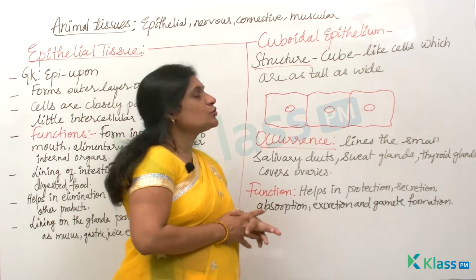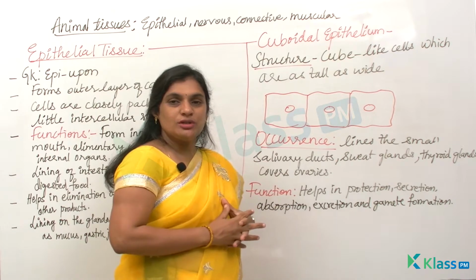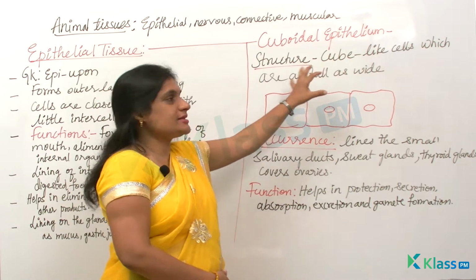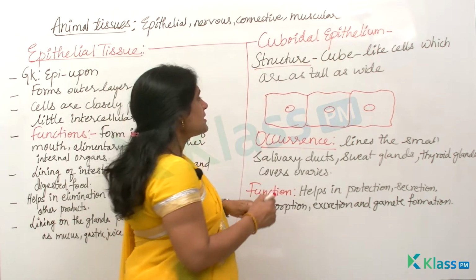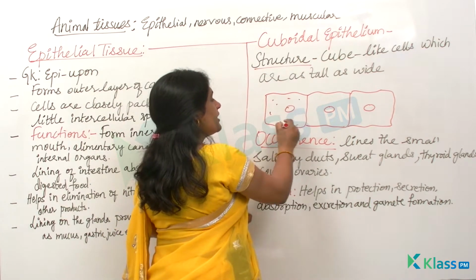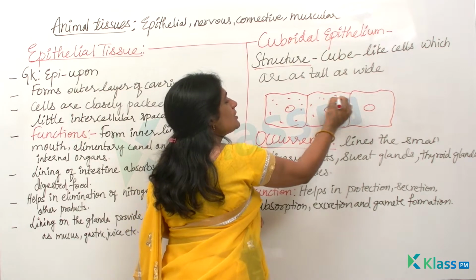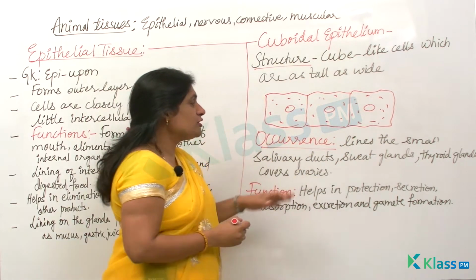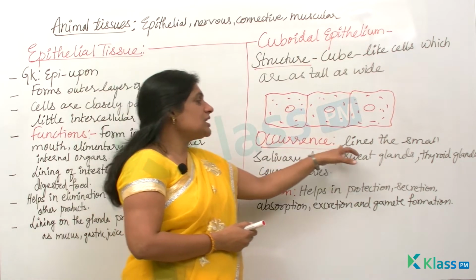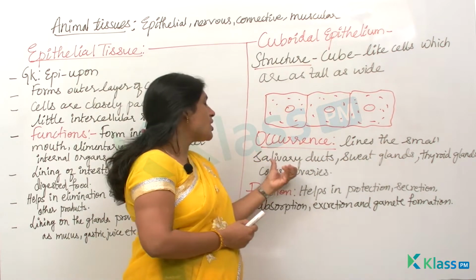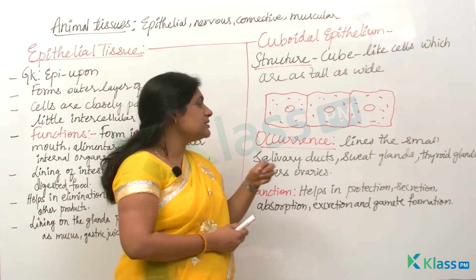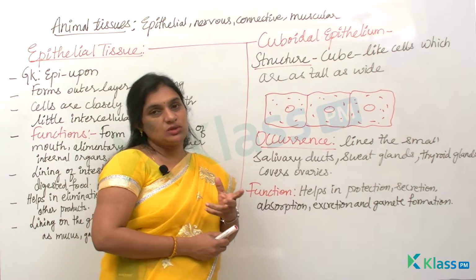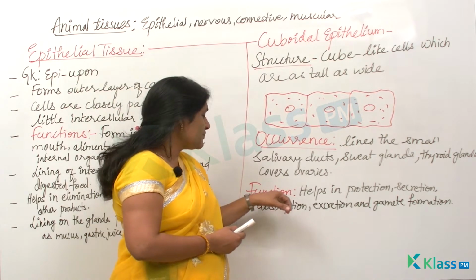So, when you look at this cuboidal epithelium, as I've told you, the cells look like cube-like cells, and they are as tall as they are wide. You can see the width and length of these cells are almost equal, right? And when you talk about the occurrence, it lines the small salivary ducts present in the gland, your sweat glands, your thyroid glands, and they also cover the ovaries.